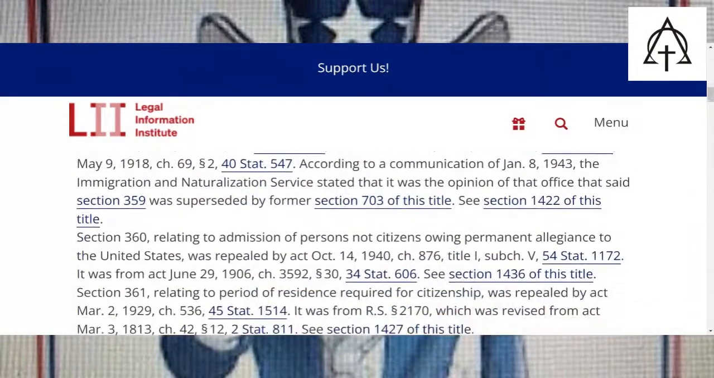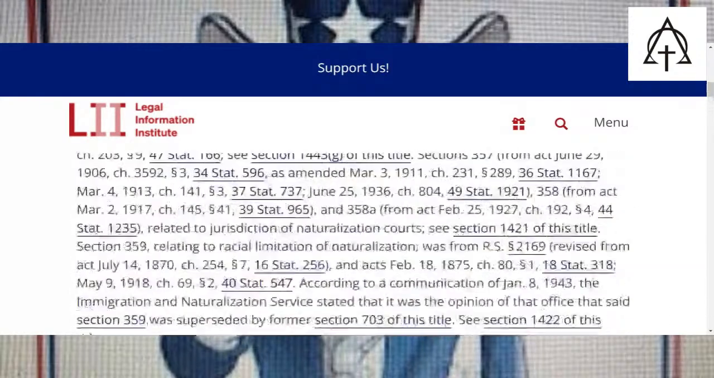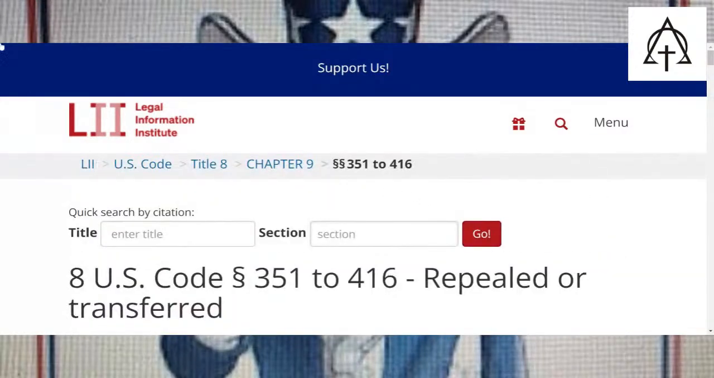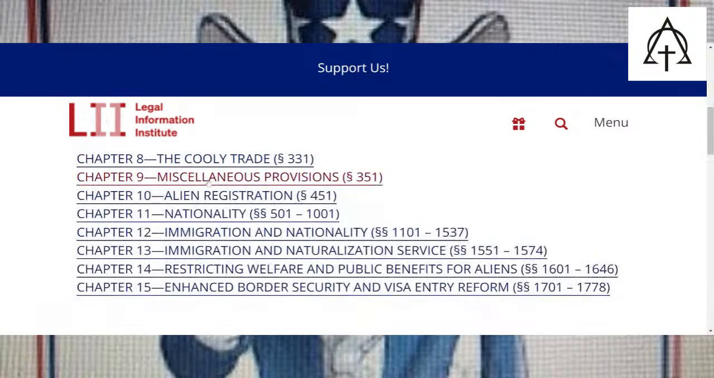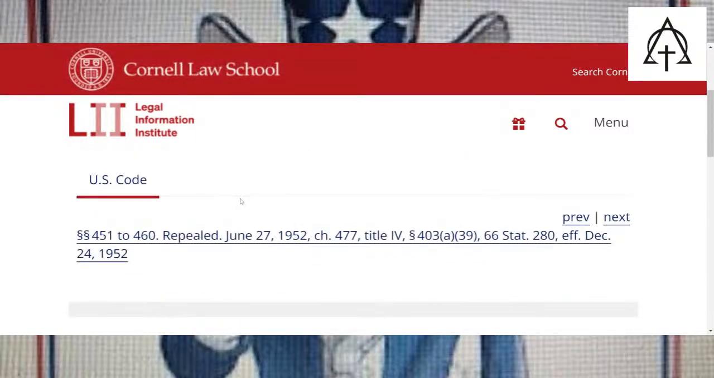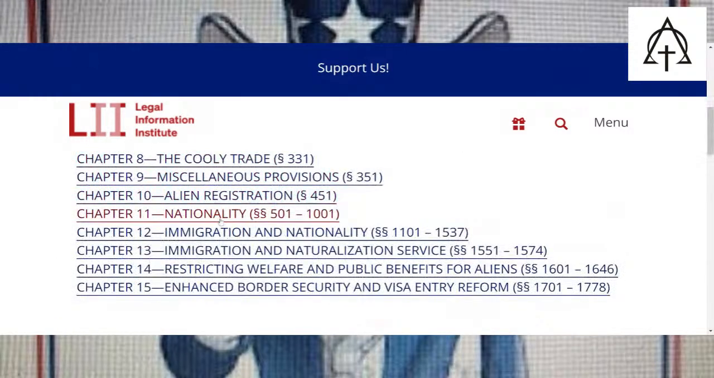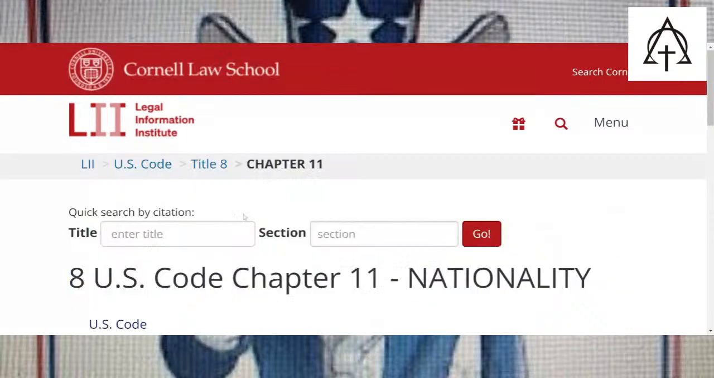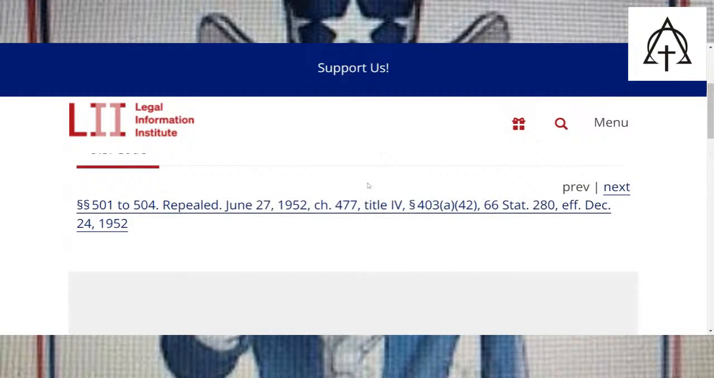See, I think this is when they came up. I'll have to do some more research on it, but I believe this is when they came about with the Bureau of Vital Statistics and started instituting the birth certificate and all that. Then we have alien registration, repealed. Nationality. Definitions, repealed.